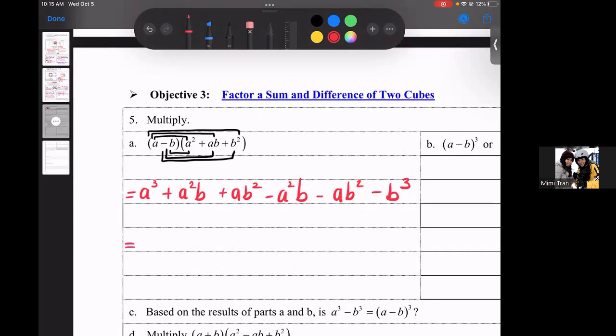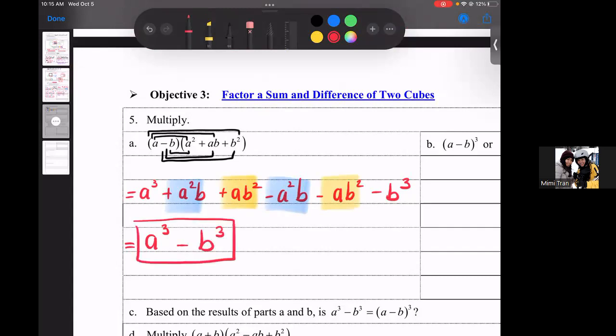So a cubed is nothing there. A squared b and negative a squared b, what happened to them? They cancel, right? What else cancels out? Yeah, that one too. So they cancel out, and it's just a cubed minus b cubed. Isn't that nice?